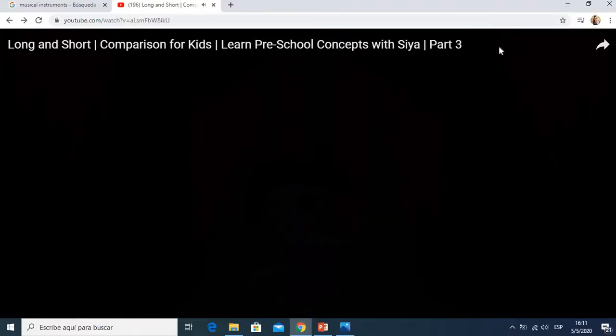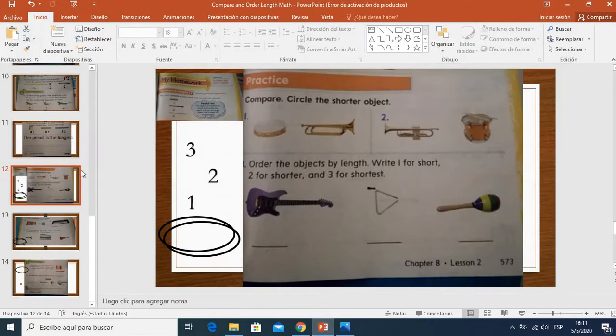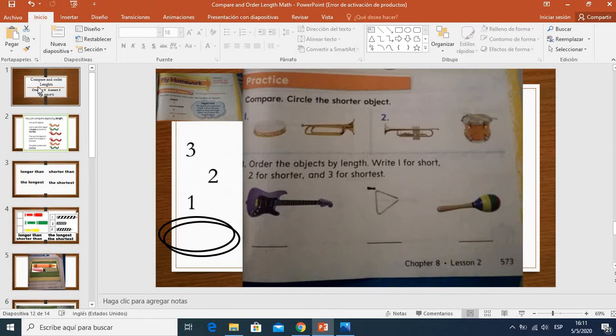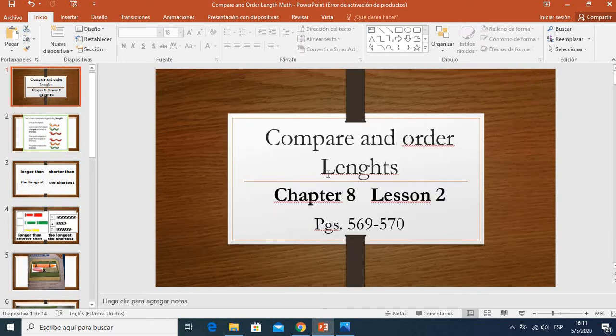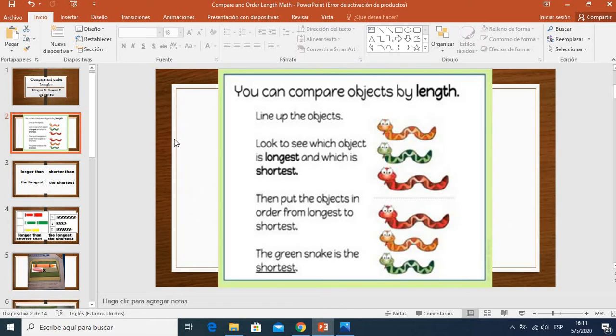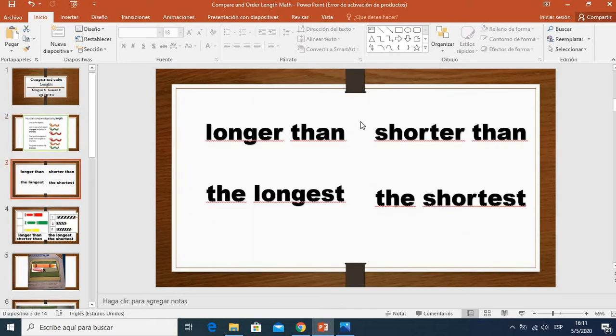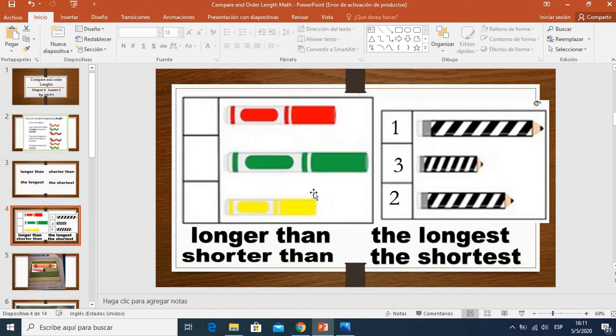Okay, so did you watch the video? The video was about long and short. And that's what we have been learning during this week, comparing and ordering objects by length. We learned that we can measure objects with order, and we say one object is longer than the other, or one object is shorter than the other. But if you have three objects or more, you can decide which one is the longest of the three. I'm going to ask you a question. Of these three markers, which one is the longest?